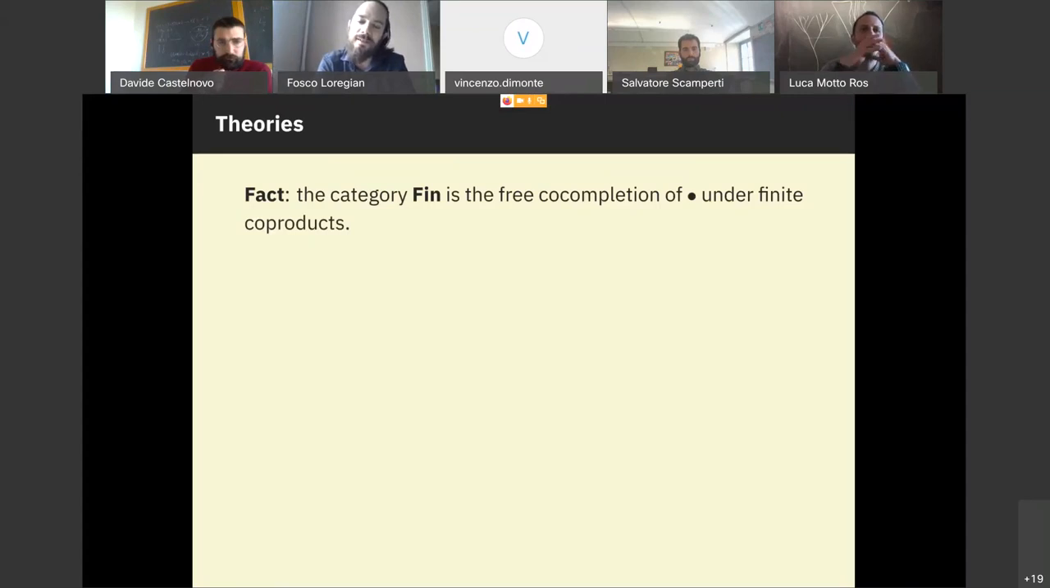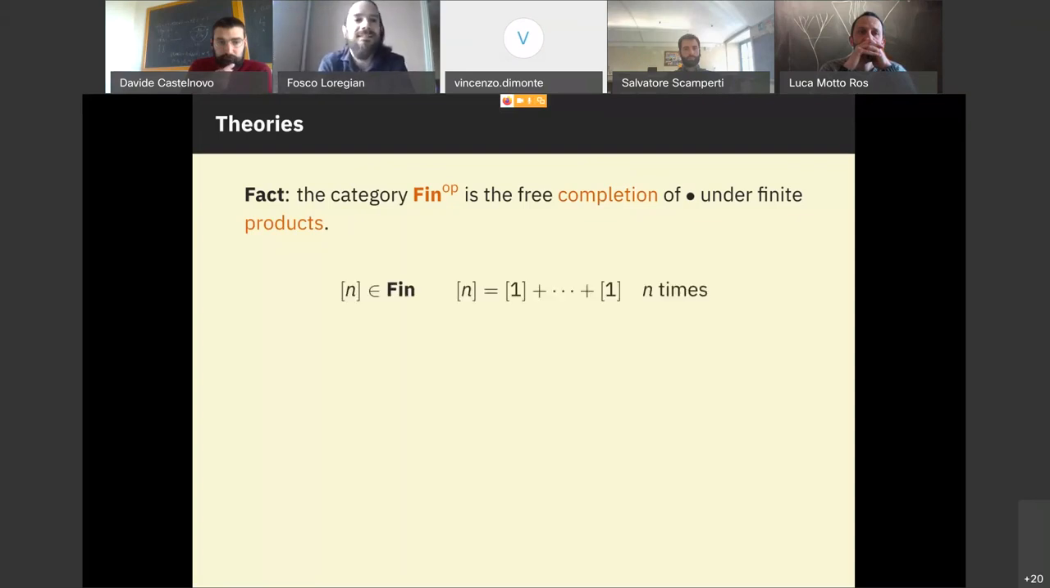But in category theory, you know very well that you pay for one theorem and you get two. So the opposite of the category of finite sets and functions is the free completion of the point under finite products. And there is literally nothing more to say than this, than the same universal property just stated in terms of the opposite universal construction. So again, this is something we all know since elementary school. Every finite number is a sum of ones repeated a sufficient number of times.